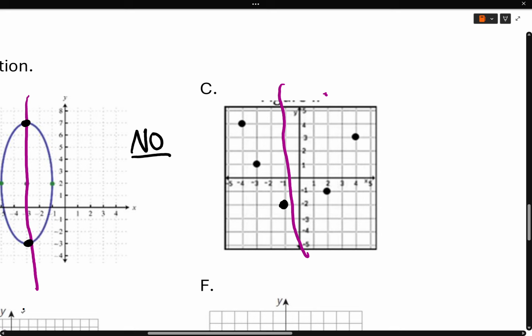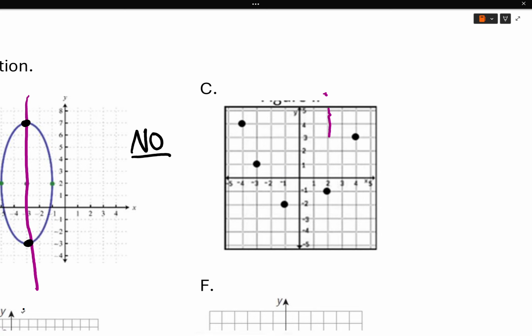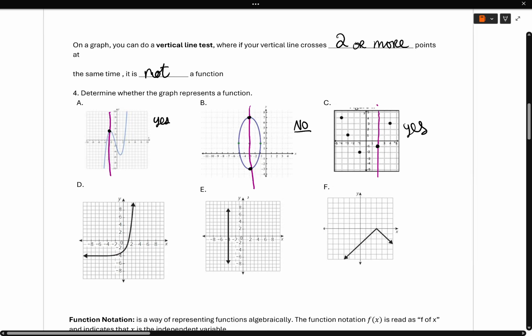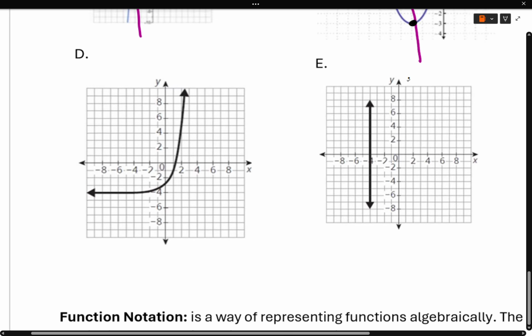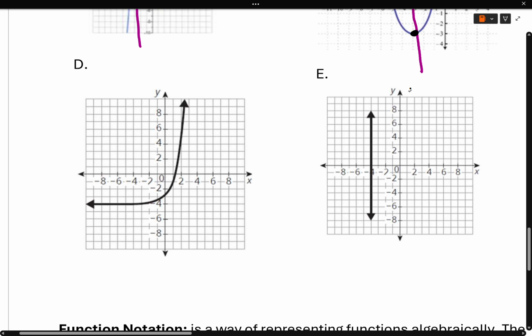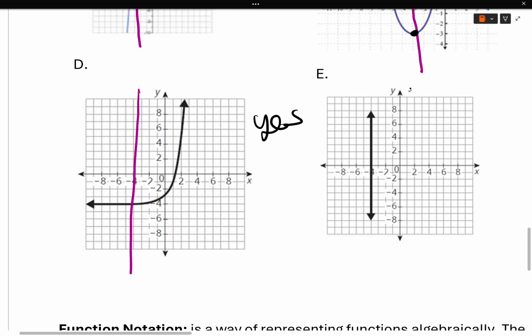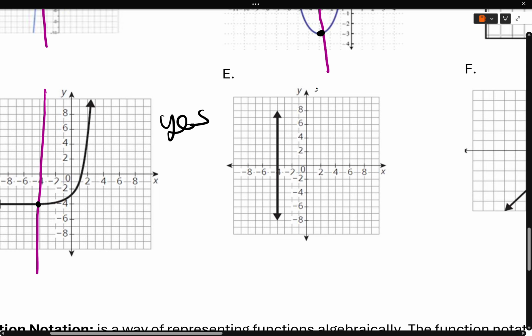Letter C is made out of dots, but that doesn't matter. It's still a function. I'm going to draw a line and try that again. I'm going to try to draw a nice straight line here. It looks like it only crosses a point once. Yes, it's a function. Letter D. Let's draw a straight line. It crosses once. Yes, it's a function.